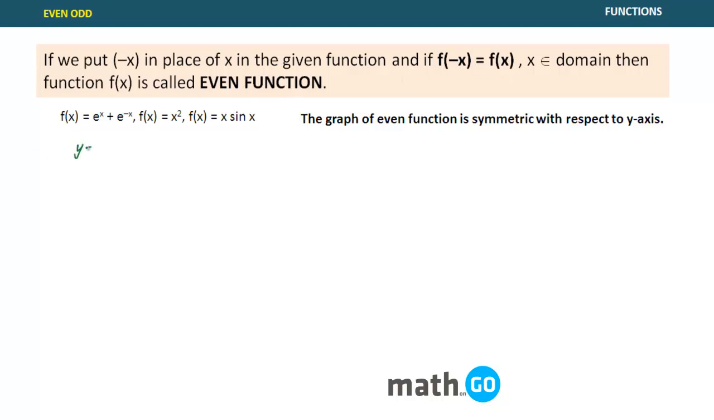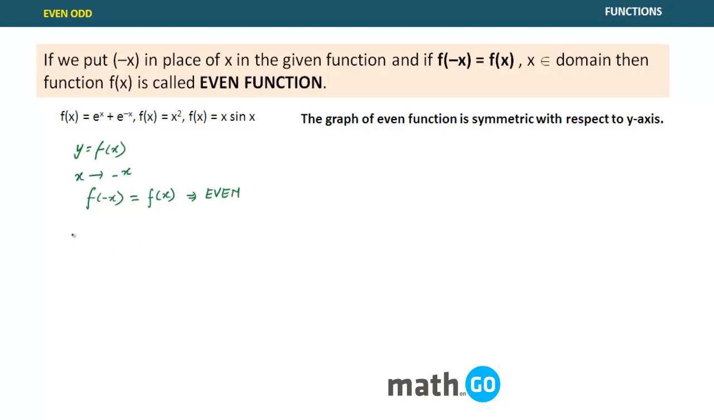So for example, you were given y is equal to f of x, right? And instead of x, now you replace x by minus x. So it will become what? f of minus x. But even after putting minus x, there is no effect on the function and this comes out to be equal to f of x. In that particular case, you will call this function an even function.